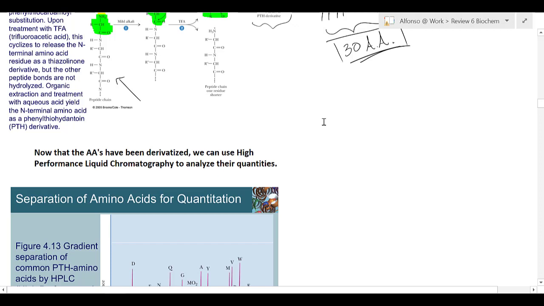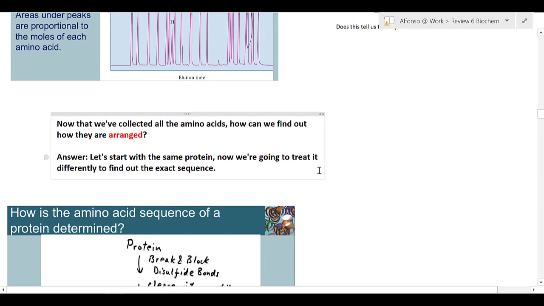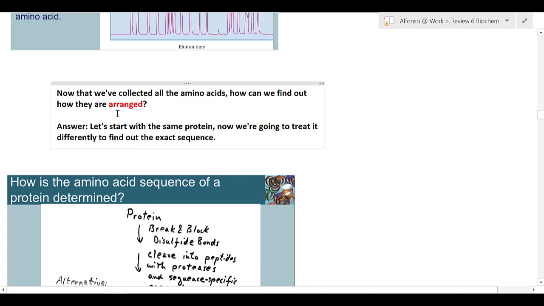If you were to break up the polypeptide, does that tell you the sequence? No, it does not. So now that we've collected all the amino acids, how can we find out how they are arranged? The answer is, let's start with the same protein, but we're going to treat it differently to find out the exact sequence. So we took that protein, we broke it up, and we found the composition of amino acids. Are we okay with that?